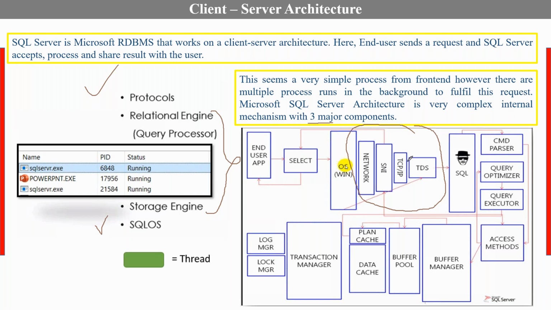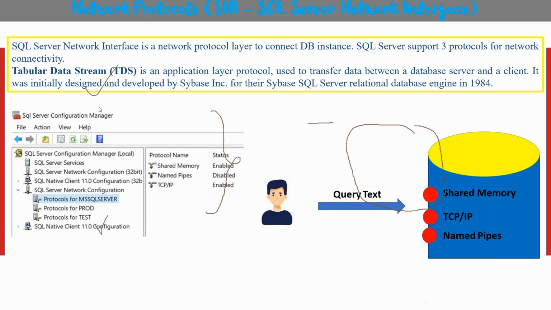When you especially go here, you see network protocols. SQL Server Network Interface is the network protocol layer to connect to the DB instance. SQL Server supports three protocols for networking connectivity: shared memory, named pipes, and TCP/IP. Whenever a user is performing any query, communication with SQL Server through these protocols happens in the form of TDS, tabular data stream packets, network packets, sir. In the form of TDS packets, it makes the communication from the operating system to your SQL Server.